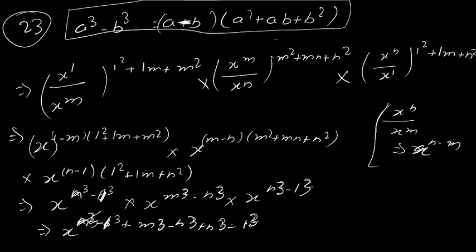Now you tell me, n cube, n cube, plus l cube minus l cube, plus m cube and minus m cube, right? So all these got cancelled and you are left with x to the power 0, that is equal to 1. Now tell me, is there any option? Yes sir, option a is the answer. That was 23, quickly we will do 24.